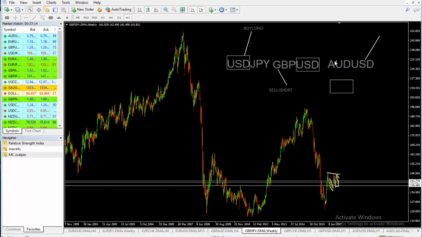Because this is the base currency, right? It is the Australian dollar versus the United States dollar. So what you are saying is that the United States dollar is going to strengthen, right? So meaning this should be weakening. So you will do the same thing that you did on GBP USD. I hope I'm clear on that one. You'll do the very same thing that you did on GBPUSD.